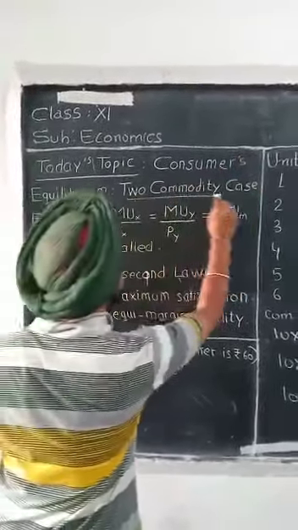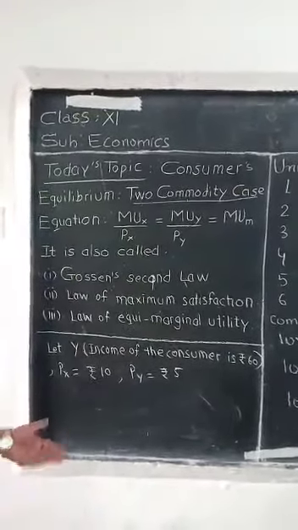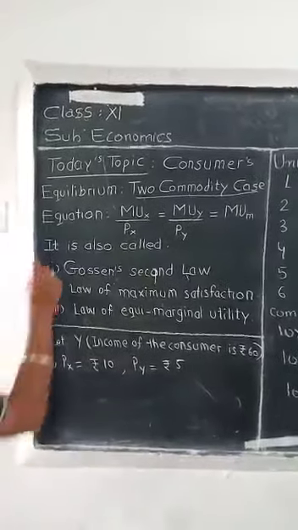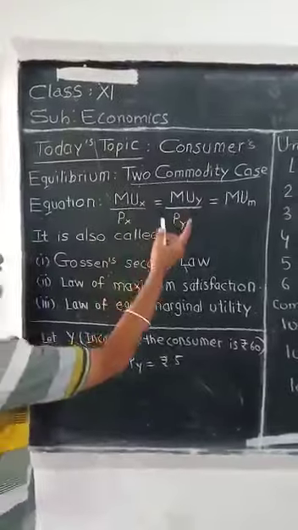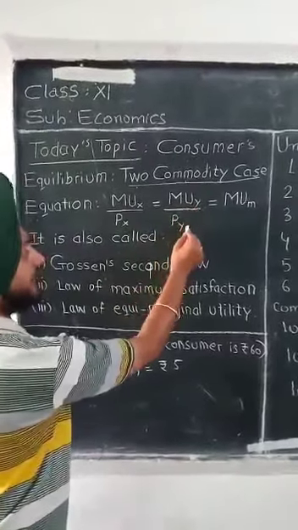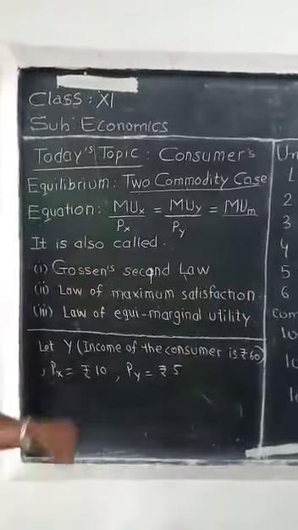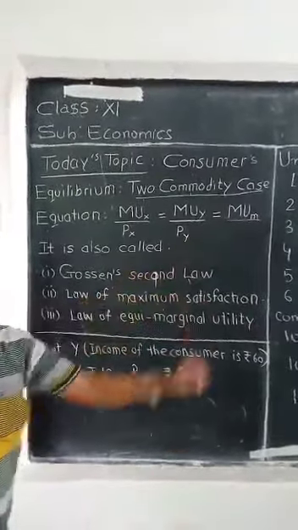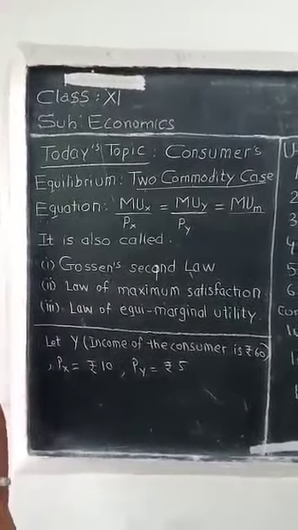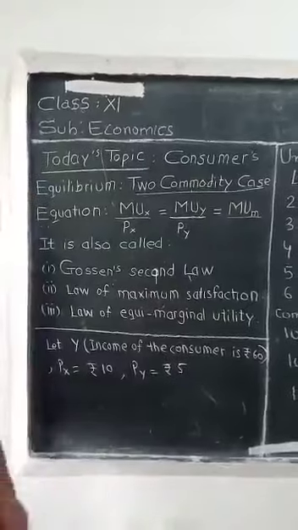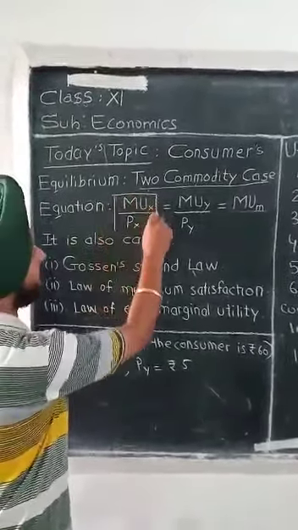There can be more than two commodities, but in our syllabus we are only discussing the one commodity and two commodity cases. For one commodity, the equation is marginal utility of x divided by price of x equals marginal utility of money. We have discussed in our previous video the marginal utility of money, meaning the worth of a single rupee: what amount of satisfaction a consumer gets after spending 1 rupee.